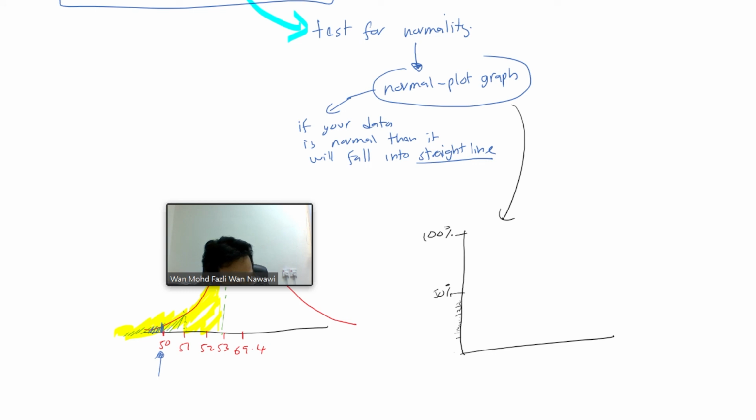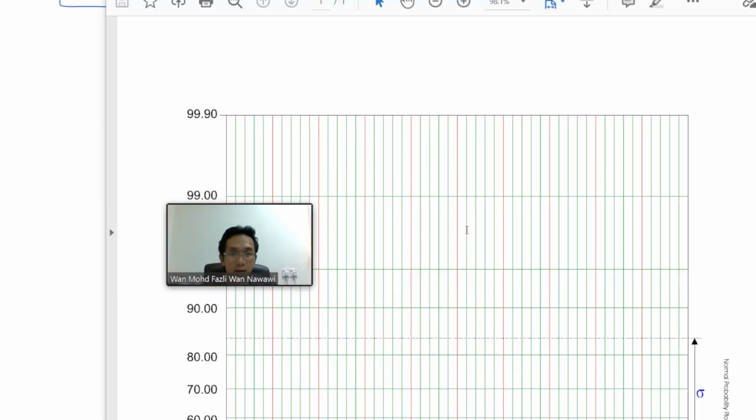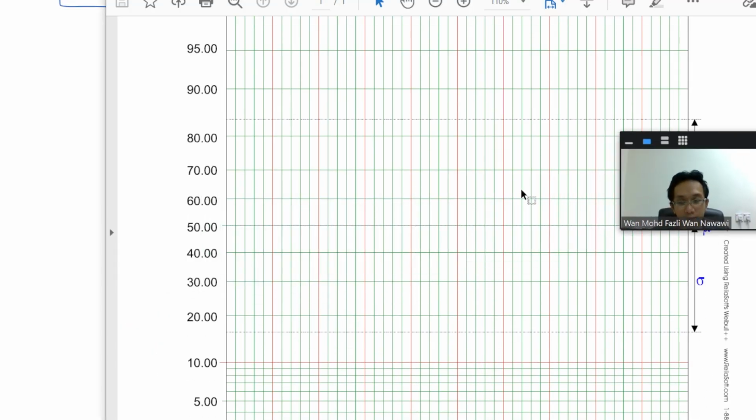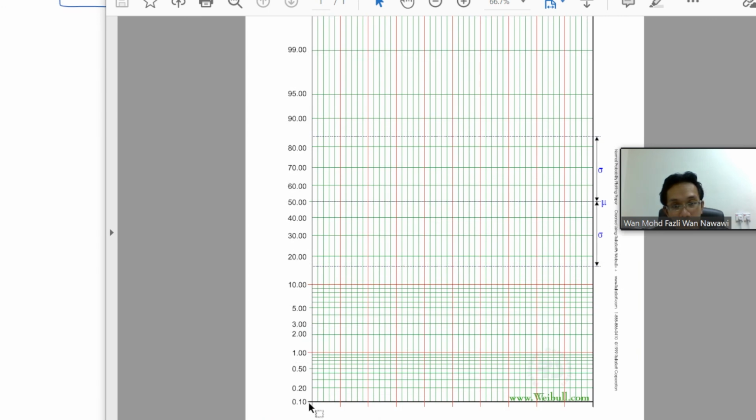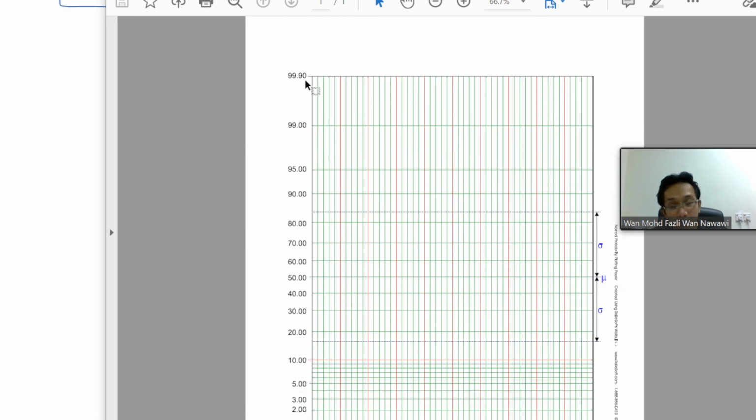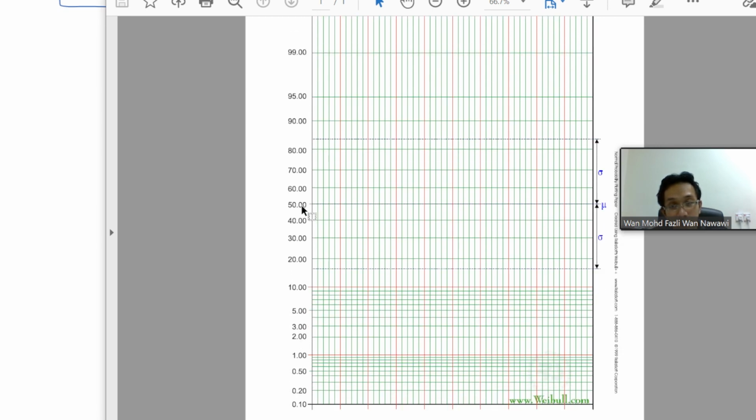Let me show it here. Okay, the graph paper is like this. You can see this is in percent, 0% to 100%. In the middle is 50. But you can see the scale from 40 to 50 is small, but from 1 to 10 is big. So this is what we call the probability graph, a little bit different from the normal graph. So the scale is different.